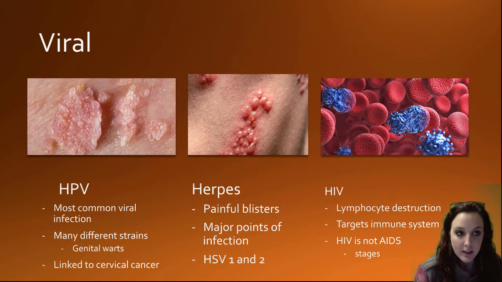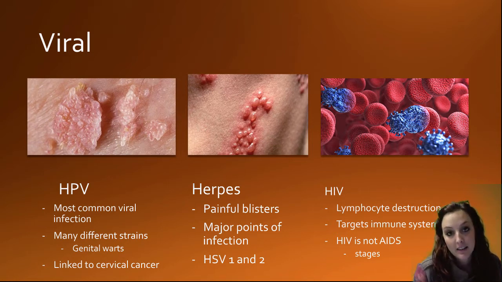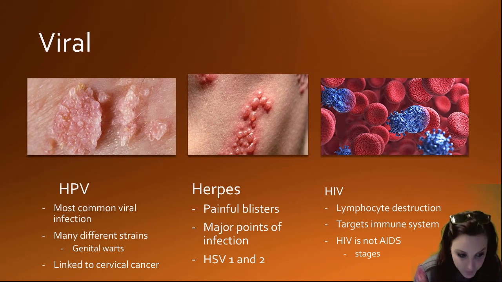The third type of viral STI that we're going to talk about today is HIV. HIV was discovered not too long ago, actually, relative to our medical knowledge, in 1981. And this disease silently attacks the T cells in the immune system and leaves the body defenseless against any other diseases that you may come in contact with.